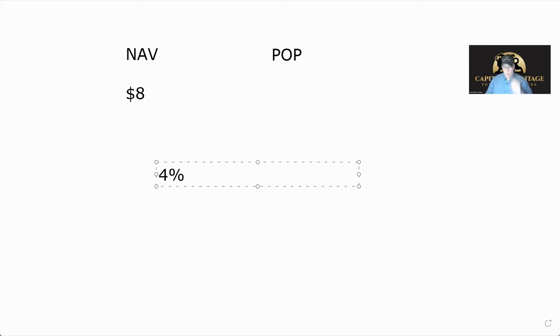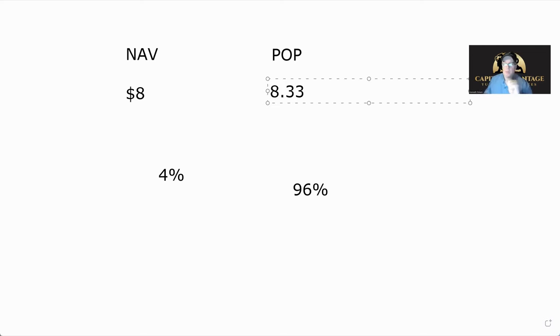What do we do again? We do 100 minus the sales charge. That gives us 96%. So we're going to do 8 divided by 0.96, which gives us 8.33. Boom. 8.33 is our POP. I love it. There you go.